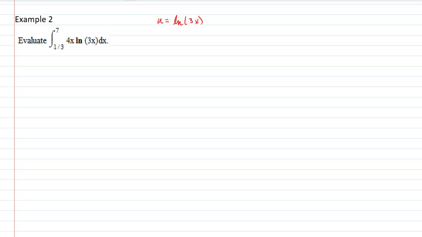So if this is u, what is du going to be? Well, the derivative of a natural log is going to be the derivative of the argument over the argument. And when I clean that up, that's just going to give us 1 over x dx. So if u is the ln of 3x, that means that dv has to be equal to 4x dx. So what is v going to be equal to? Well, I integrate both sides to get v. That's going to be equal to 2x squared.